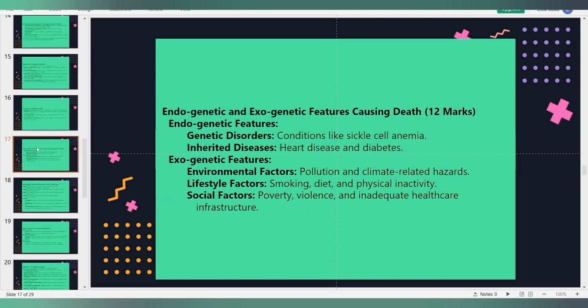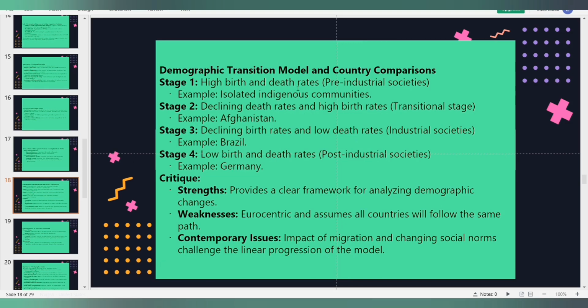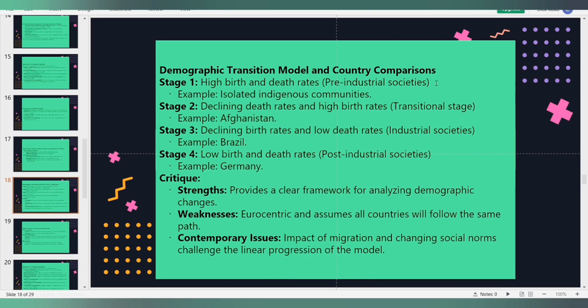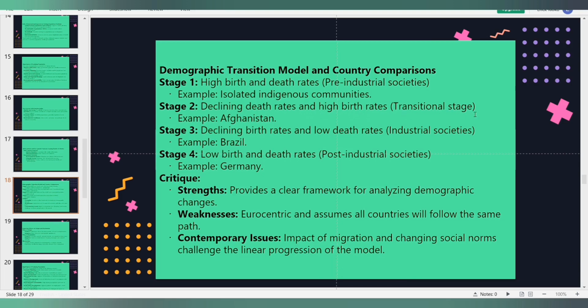Let's go to slide number 18. Demographic transition model and country comparisons. We looked at the demographic transition model earlier. Let's quickly move through the stages. Stage number 1, high birth rate and death rate, that is the pre-industrial stage. Declining death rate and high birth rate, that is the transitional stage. In short, in the transitional stage, we do away with the deaths. The number of deaths declines, but the high birth rate is still there.